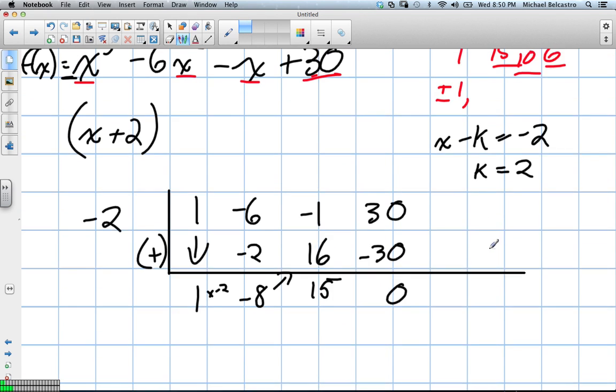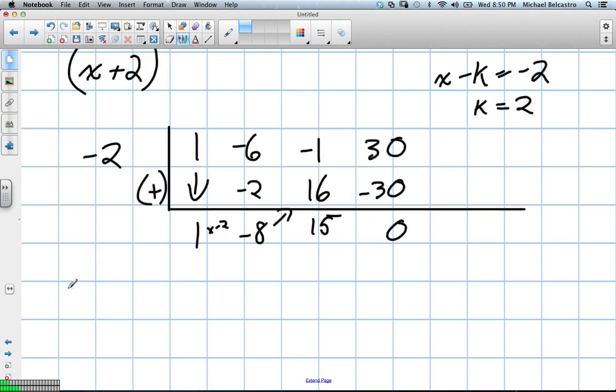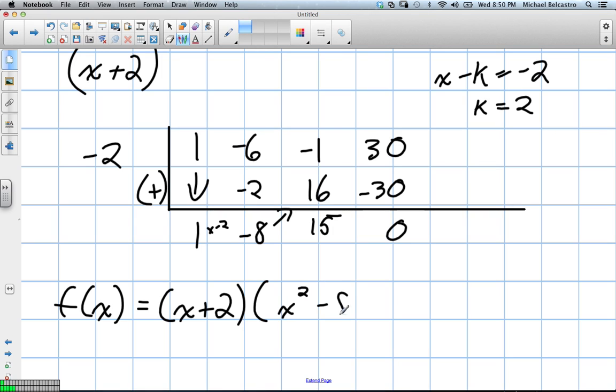So our equation now, we've actually taken a factor out of it. Our f at x is now equal to, we've divided by x plus 2. What's the rest of my equation? It's x squared minus 8x plus 15. And then I could put remainder plus 0, but there's no point. Right? So I factored that now. But they want us to factor fully. So can I factor anything else in this?